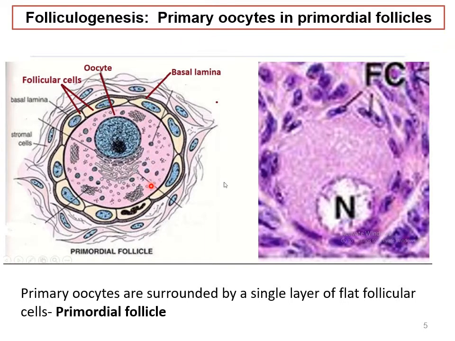So here is another picture of a primordial follicle. Remember this definition: it contains a primary oocyte and it's surrounded by a single layer of flattened cells. Okay, and this is an actual picture. You can see the flattened epithelium and the nucleus of the primary oocyte in the ovary.